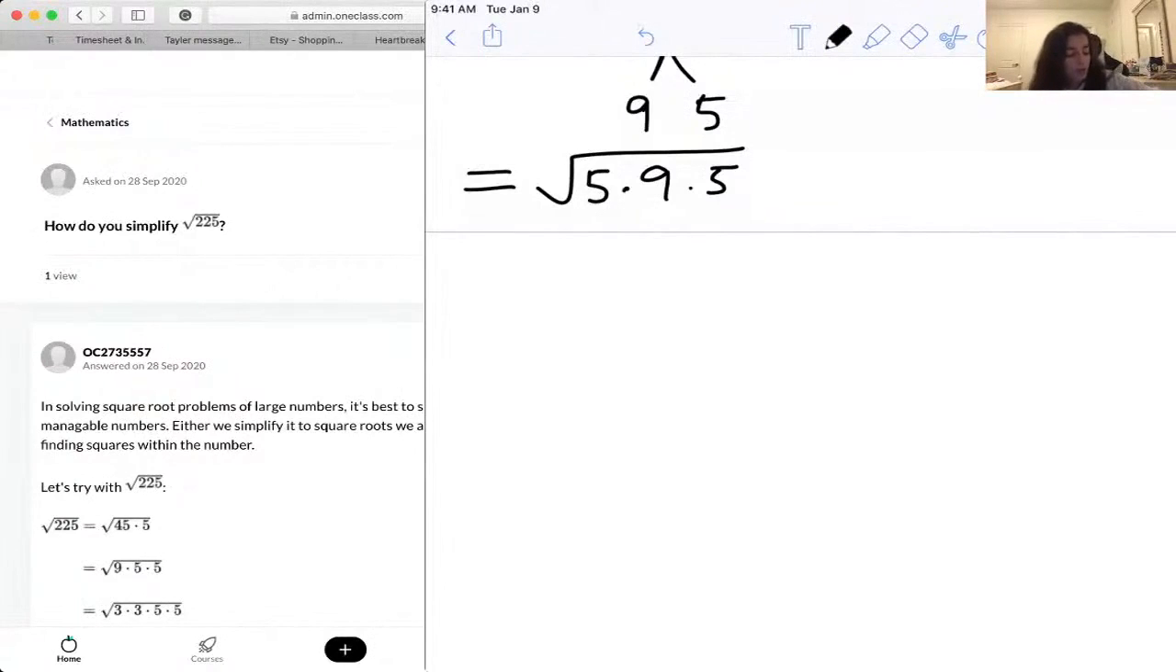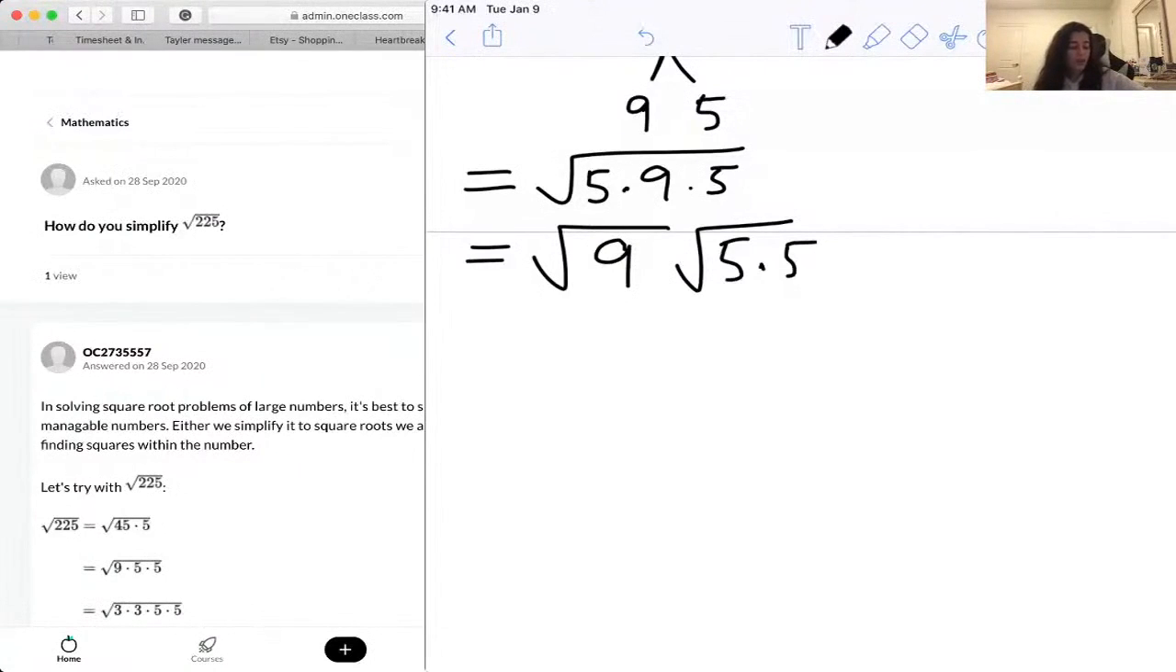So we can take that out of the bracket and put it on one side. The square root of 9 times the square root of 5 times 5 is the same as the square root of 225. Keep that in mind. So this can be simplified into 3 with the square root of 5 times 5.